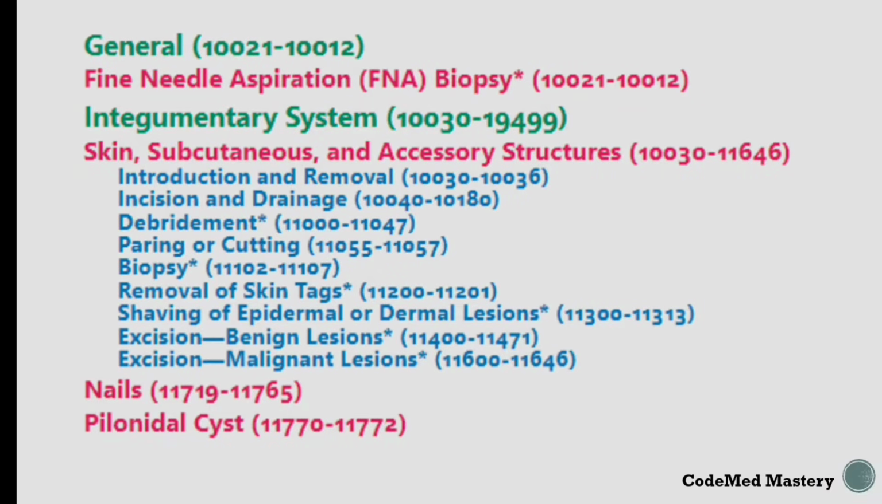In the integumentary system section of your CPT book, you can find all these headings and subheadings. So let us walk through these titles. So first, you will have fine needle aspiration FNA biopsy. These are the codes. Then you have skin subcutaneous and accessory structure codes, which involves introduction and removal, incision and drainage, debridement, paring or cutting, biopsy, removal of skin tags, shaving of epidermal or dermal lesions, excision, benign lesions, and excision of malignant lesions. Then in integumentary system, you have codes related to nail and pilonidal cysts.